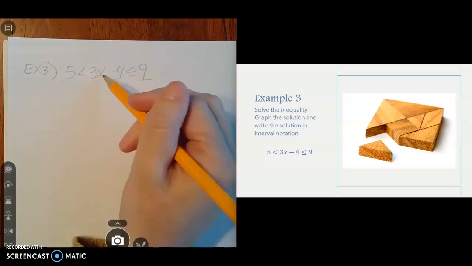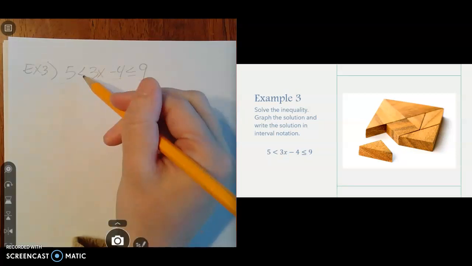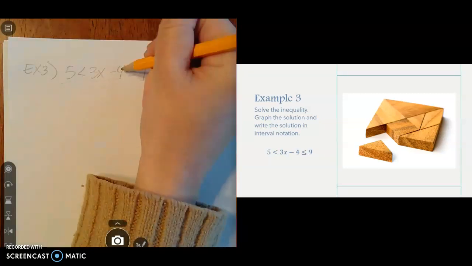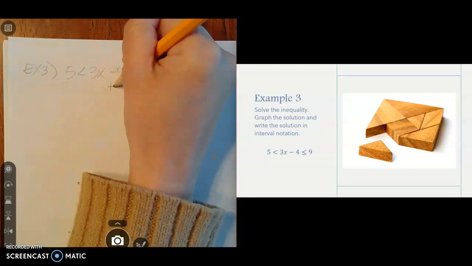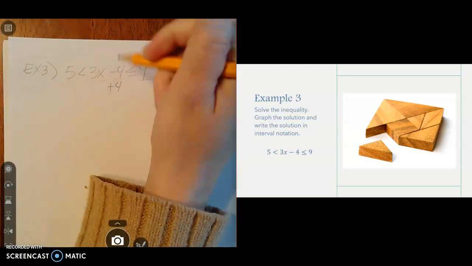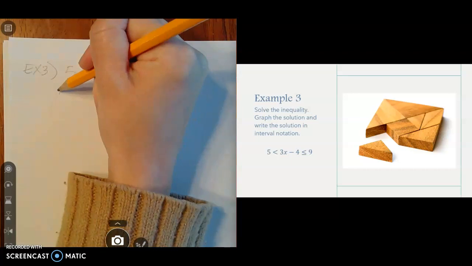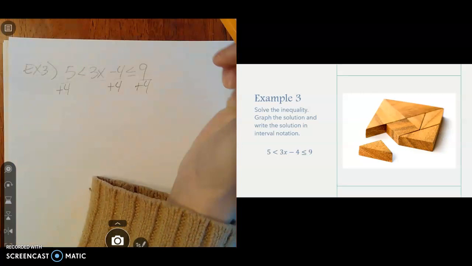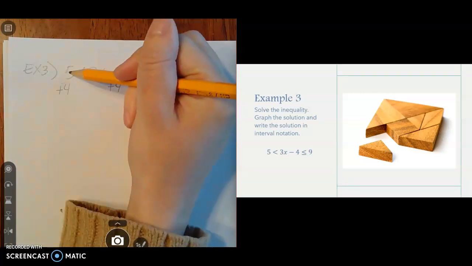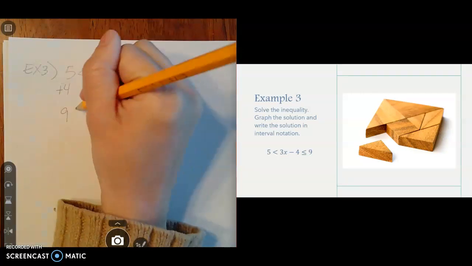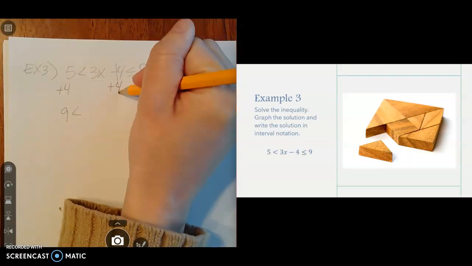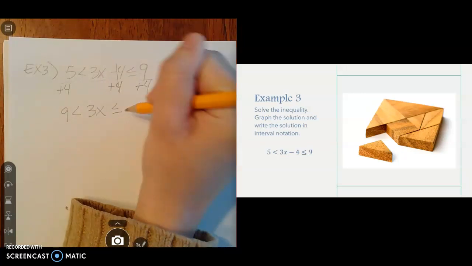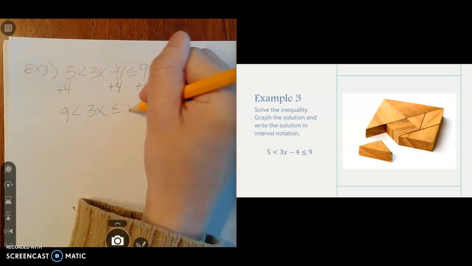We're still trying to get x by itself, which means I'm trying to get rid of the 4 and the 3. Those are the things in the middle with the x. So what I'll probably do first is add 4 to get rid of that minus 4, and whatever I do to that middle, I've got to do to all 3 sides. I have to do it to the left and to the right, so everywhere. And then on the left side, I've got 5 plus 4, which is 9. In the middle, the 4's are going to cancel out, that's 0, and that would just be 3x, which is less than or equal to, and then 9 plus 4 is 13.